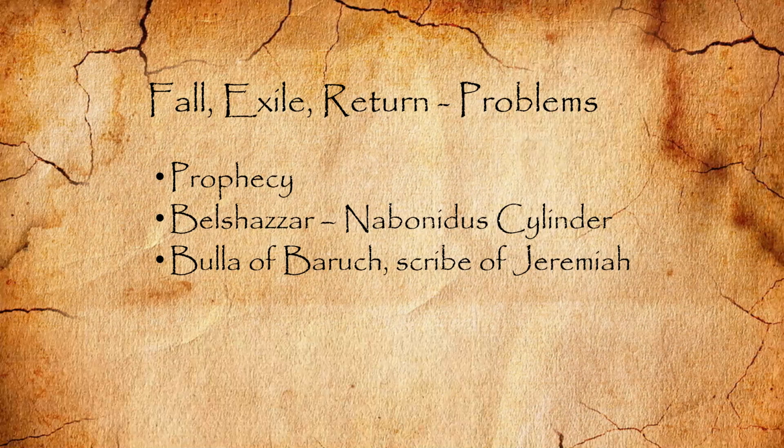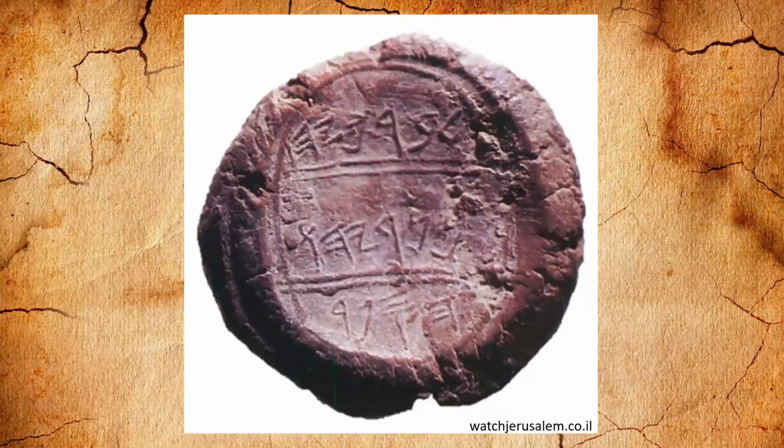Now, why do we find this interesting? Well, we have a bulla that has the name Baruch, and there was an individual in the book of Jeremiah, Jeremiah 36:32, named Baruch, who was a scribe who basically wrote down the book of Jeremiah as it was being dictated to him. So here's what the bulla looks like.